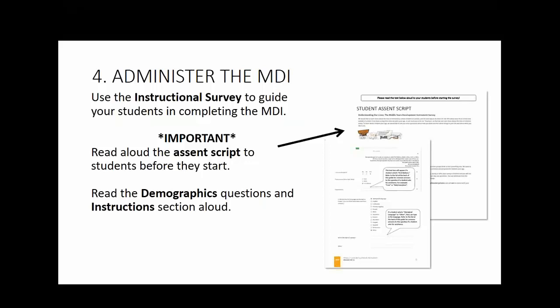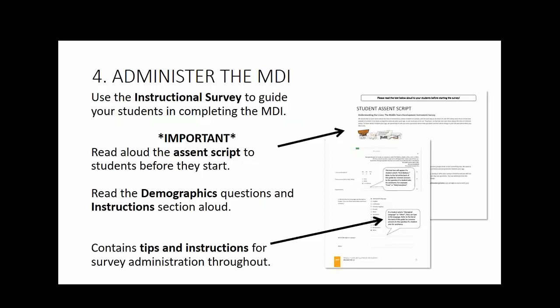But of course, you know your students best, and if you are concerned about students' reading level, their level of English, we really suggest that you read all of the survey questions out loud if you can. And if possible, a second adult in the room can also be very, very helpful. Now, the instructional survey also contains tips and instructions for you as a survey administrator throughout.